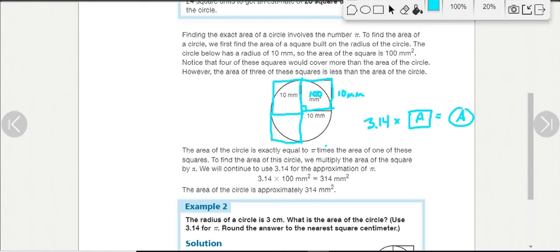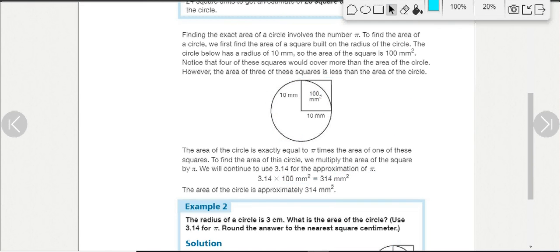Okay? So we use 3.14, which is technically an approximation. It's not exactly pi, but close enough for us. And we multiply that by the area of the square, which in this case was 100. You just need to move the decimal place, the number of zeros, because we're multiplying, and you get 314 square millimeters area of our circle.